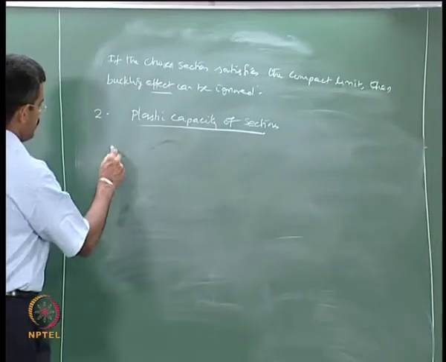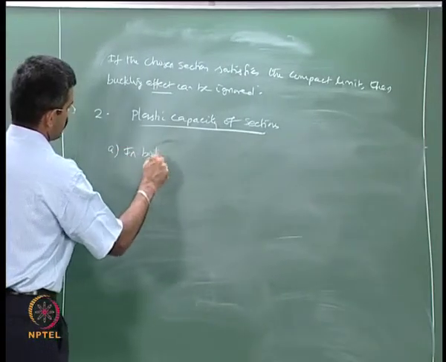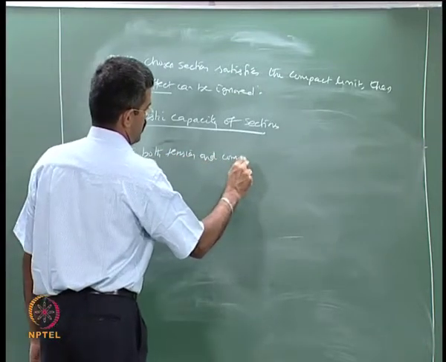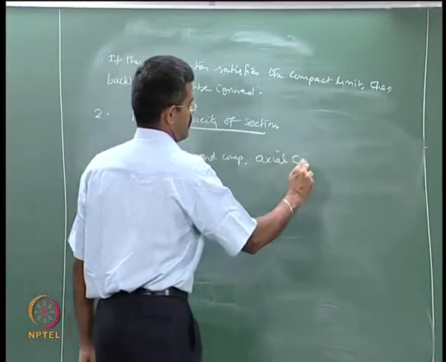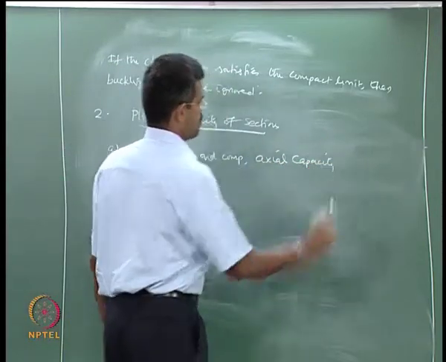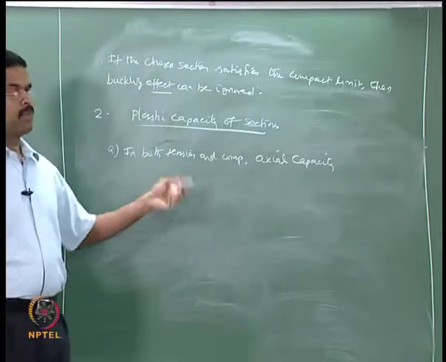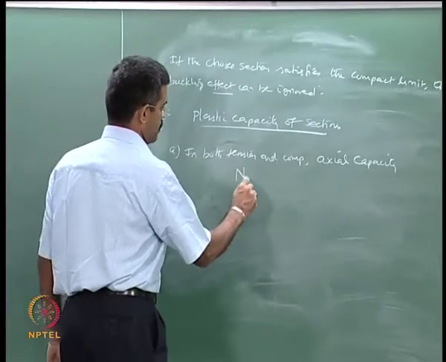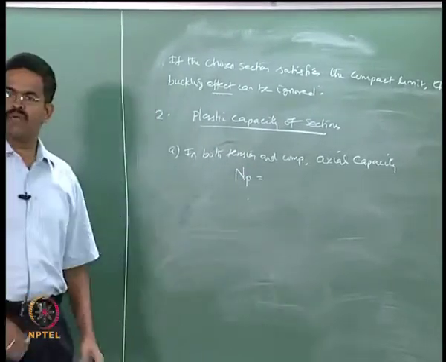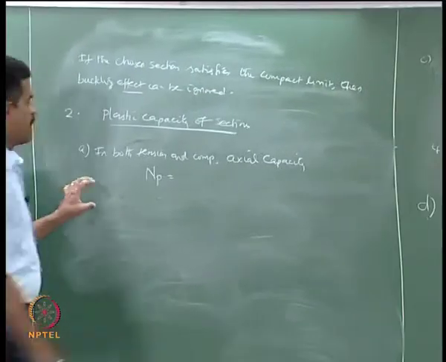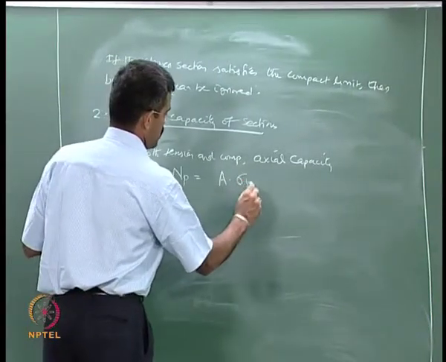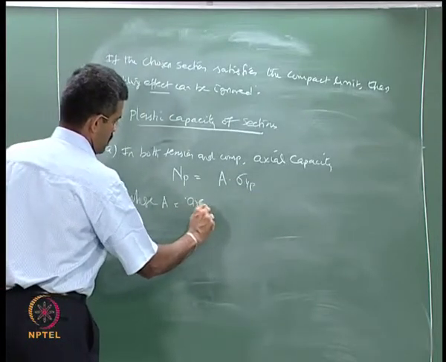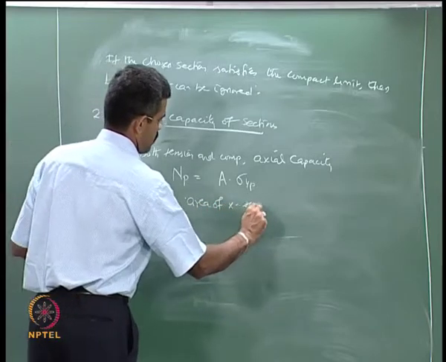let us say in both tension and compression, axial capacity, that is plastic load carrying capacity under axial forces, okay, both in tension and compression, is denoted by letter NP. P stands for plastic and N stands for axial, and is simply, as we know, given by A sigma yp, where A is the area of the cross section.